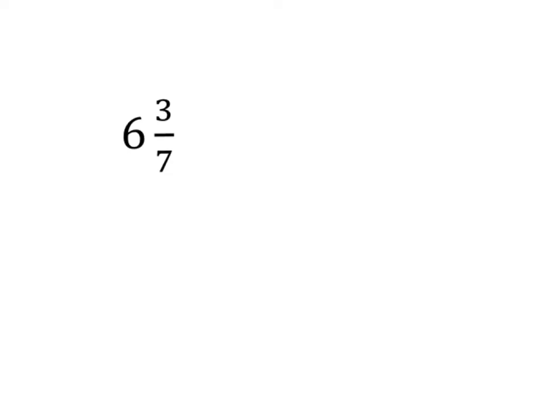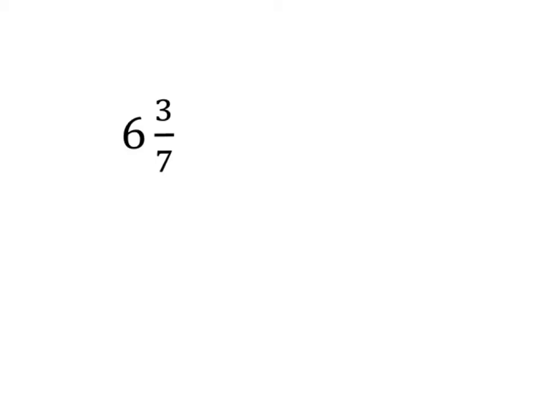Today we're going to talk about multiplying mixed numbers. First, I want to show you and remind you how to turn a mixed number, which we have here, into an improper fraction. An improper fraction is a fraction whose number is bigger on top than the bottom, or the numerator is bigger than the denominator. So, let's look at 6 and 3/7. We want to turn this into an improper fraction.